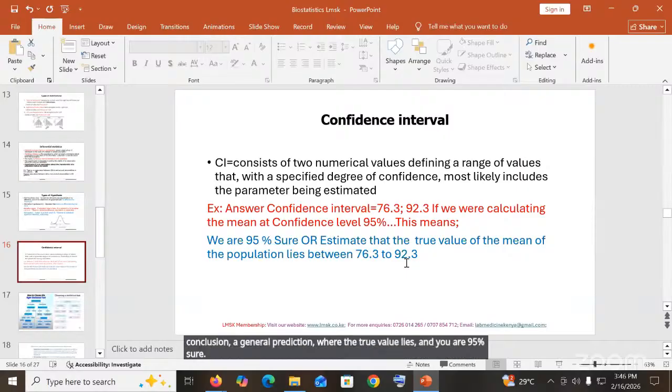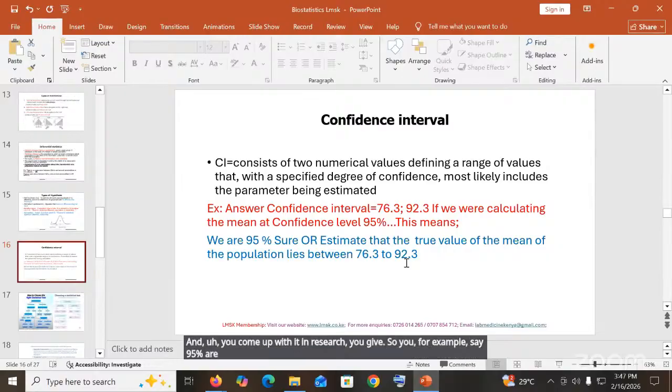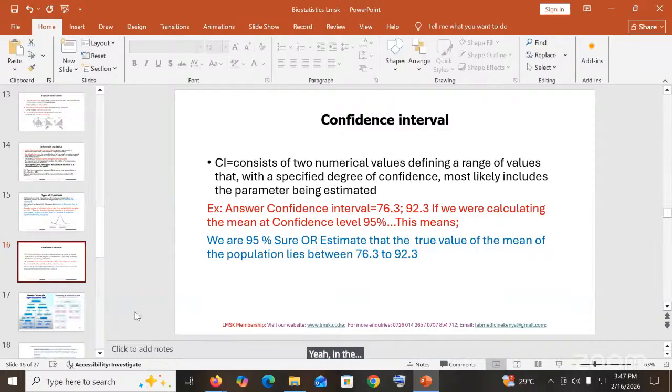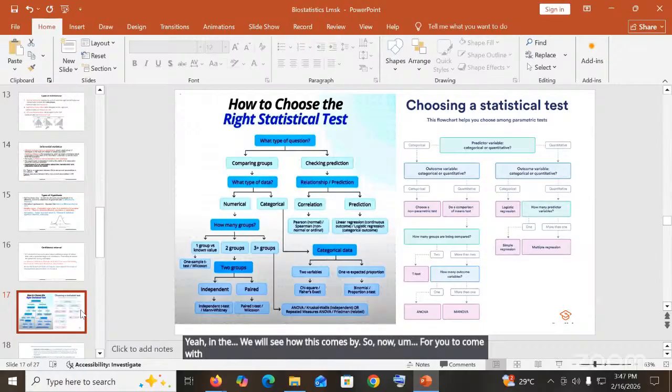Now, this is also calculated, and you come up with it in research. So, for example, you say you are 95% sure that the mean age of this population that I sampled lies between 76.3 to 92.3. And we will see how this comes by. So now, for you to come up with a confidence interval, currently it's good when you have your software.